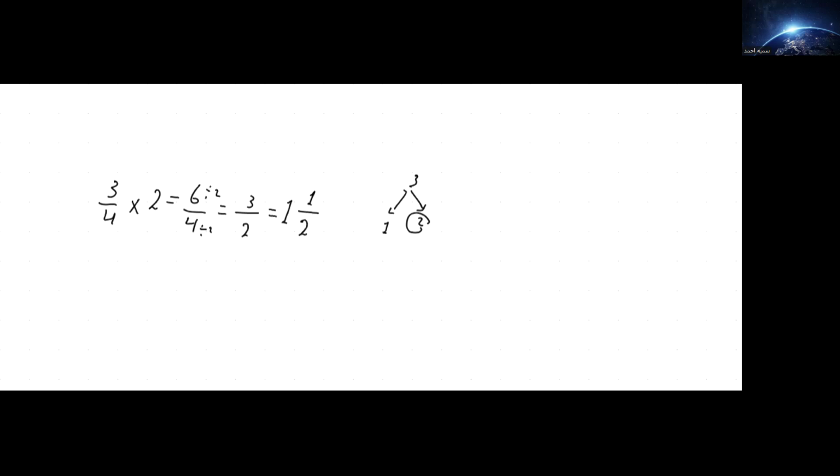Then we can solve another one. If we have 3/5 multiplying by 4, any whole number has the denominator 1, written or not written. So we can only multiply the numerator. 3 times 4 equals 12 over 5.